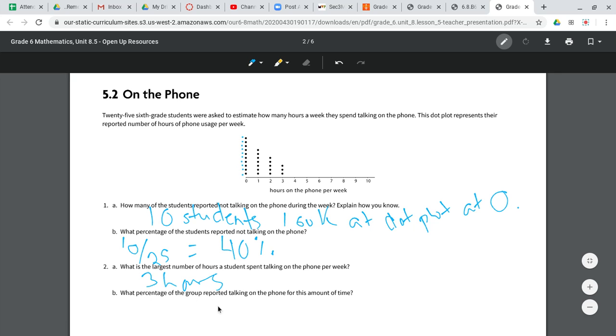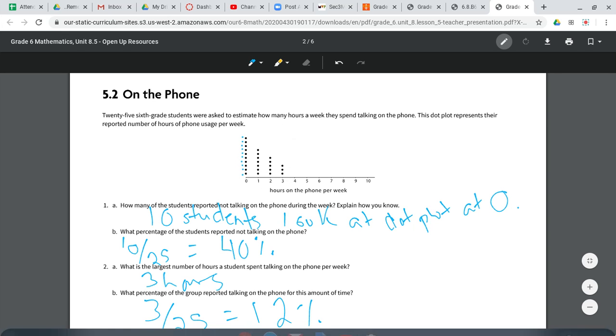For part B, what percentage of the group reported talking on the phone for this amount of time? Well, if we look, there were 3 students who reported this, so it's 3 out of 25, which equals 12%. So 12% of our students talked on the phone for 3 hours in the week. 40% of our students didn't talk on the phone at all. And the rest of our students were somewhere between 1 and 2 hours.